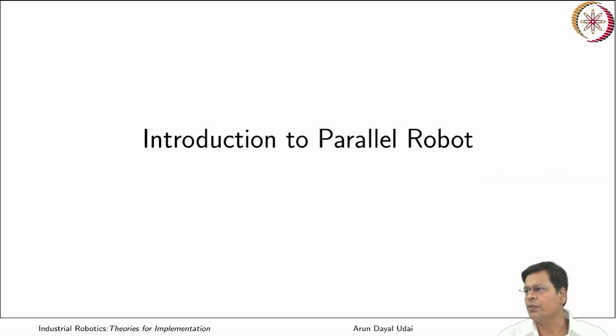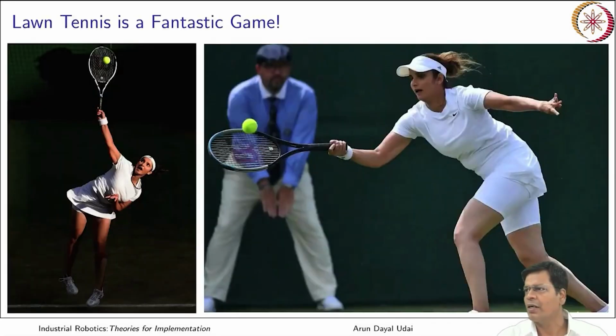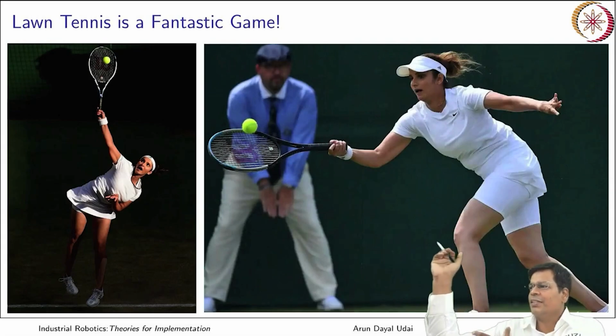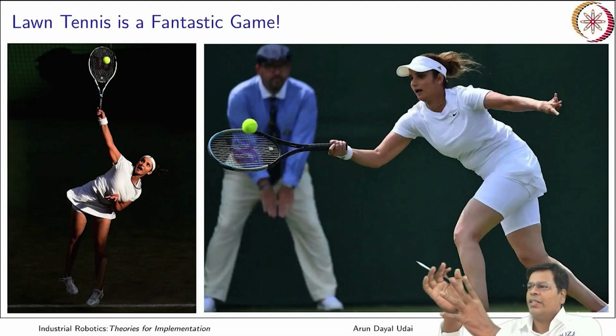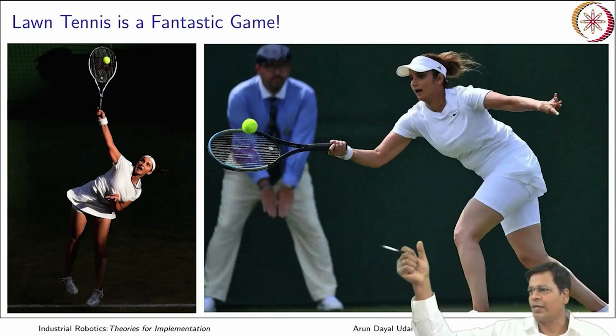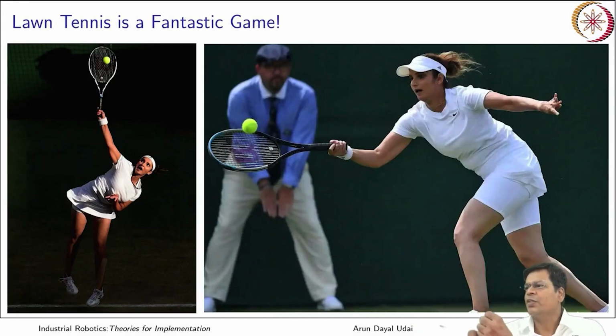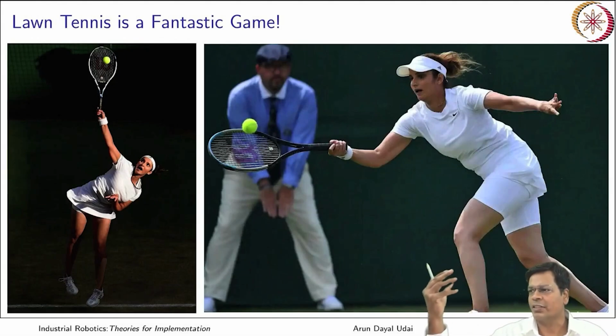Okay, so now let me introduce you to the parallel robot. What are the capabilities? What are the applications? Okay, so yes, lawn tennis is a fantastic game, you know. So you just see what this player is doing. She is stretching her arms. Okay, she has a link and a joint, a link and a joint, and you see at the end she is holding a racket and playing lawn tennis, right? So that becomes her end effector, in which she is holding a tool and manipulating an object which is floating in space, that is a ball.